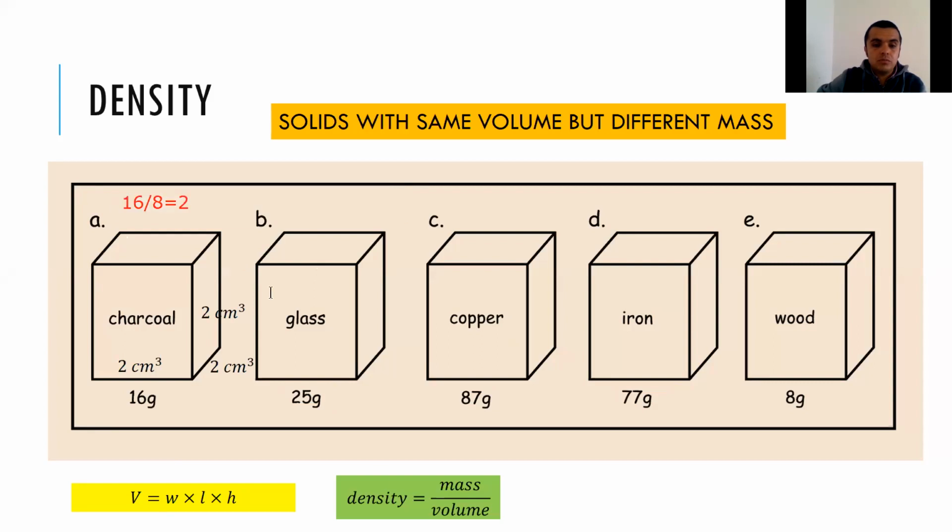Can I just write it? Just grams per centimeter cube. That's what we call grams per centimeter cube. And what about the second one? How can I calculate the density of the second one? Very easy. Another easy one. 25 grams divided by 8.